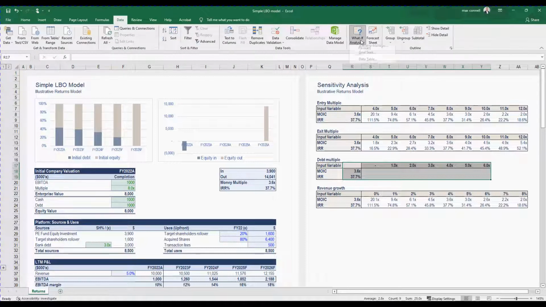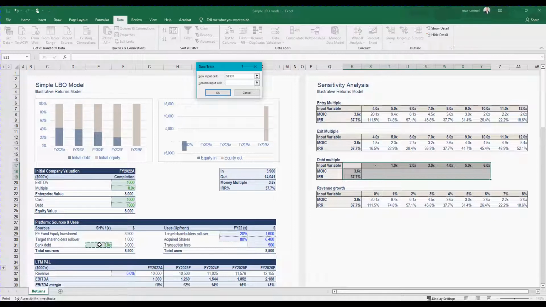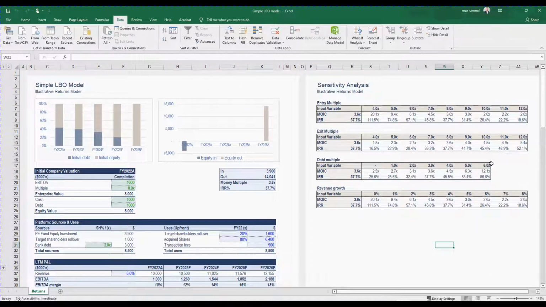So let's go, what if data table, row input, this one. So if we were to put 6 times in debt, which is clearly impossible, but if we did, we'd get an enormous return, simply because if we put 6 times debt ratio in, we'd only have to put in $900,000 in capital and $6 million is on debt. Obviously no bank is going to lend you that, but of course that's going to lend you to insane returns on your investment. So let's bring that back to 3.